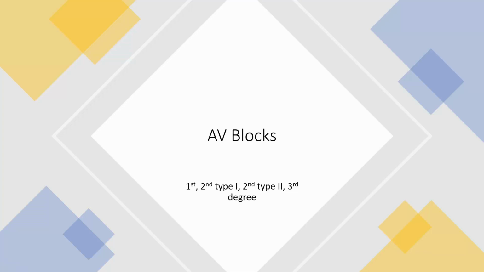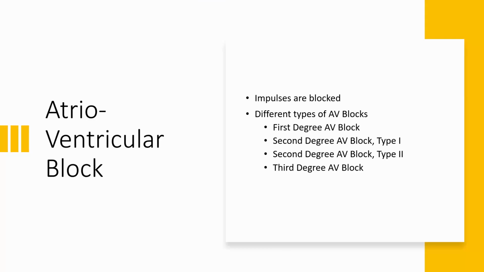So we're going to cover AV blocks. We have first degree block, we have second degree, a type 1 and a type 2, and then we have a third degree block. So what you need to realize is, in an AV block, the impulses are being blocked from the atria to the ventricle. The degree of blocks are going to depend, so that's why we have all these different degrees of blockages, and we're going to talk about each one.